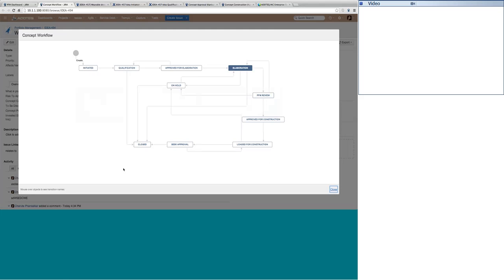In front of you, you can see different stages that we have tied together with different transitions. So maybe the initiative, qualification, or approve for elaboration. These are all the stages in the life cycle of the concept. A concept being initiated has to undergo these life cycle stages in order to seek the approval or get closed. So let's see how we will be able to create this particular concept and see how it goes through the workflow.